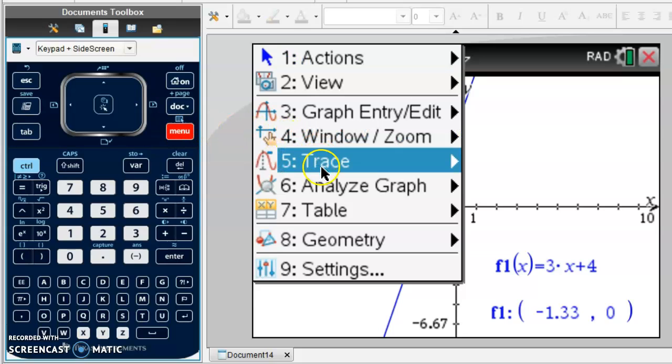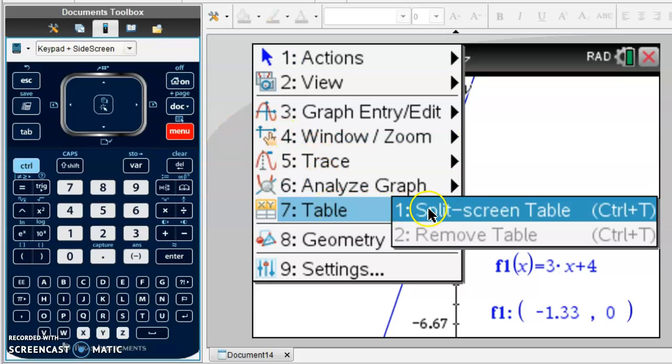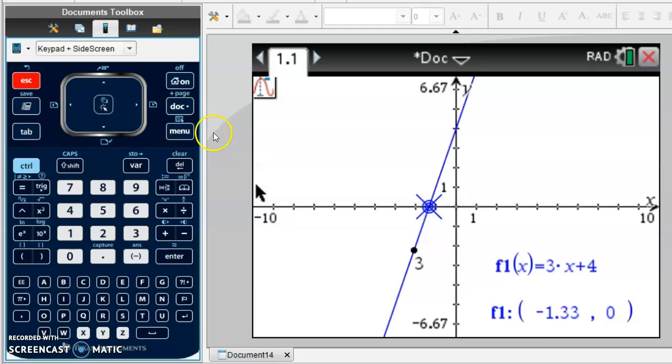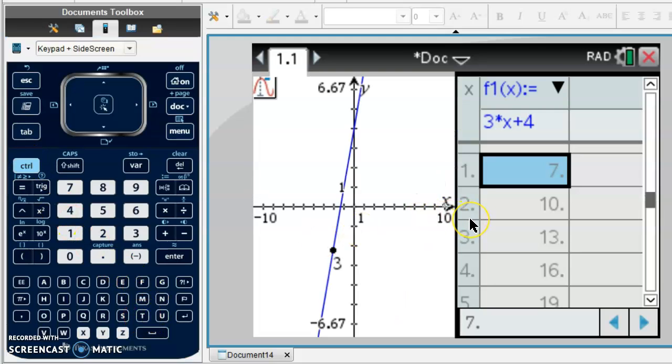So Menu, Table, and then Split Screen Table. Now right next to this, it says Control-T. So that's a shortcut we could do instead of going here. So I'm going to go back. I'm going to push Escape to go back so I can close out of those windows. And I'm going to try the shortcut. So Control T for table, and it pops up a table for me.